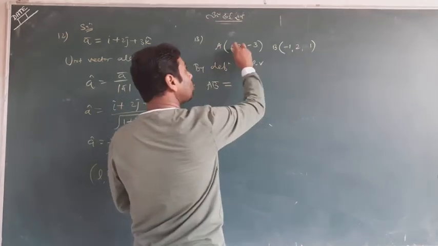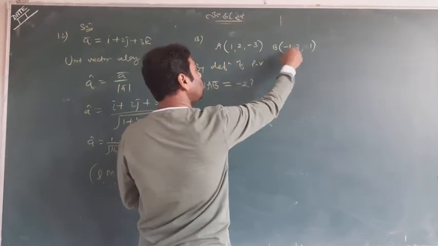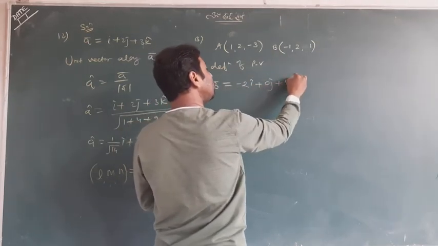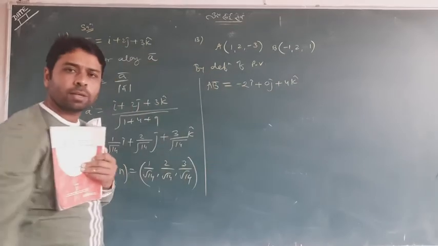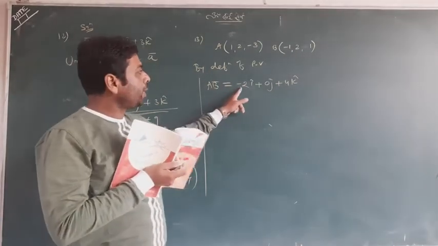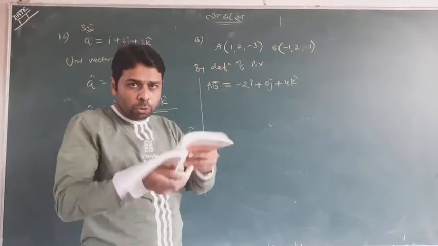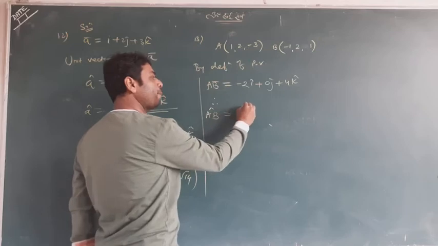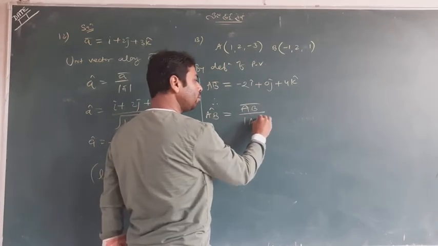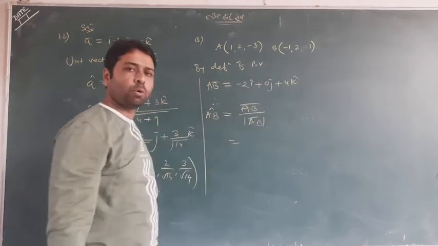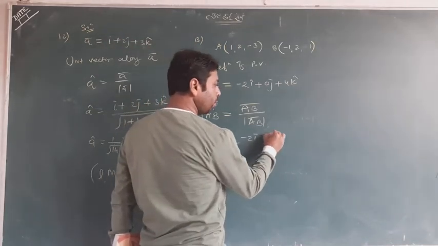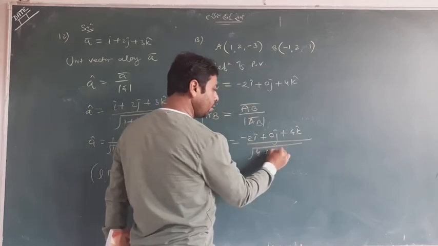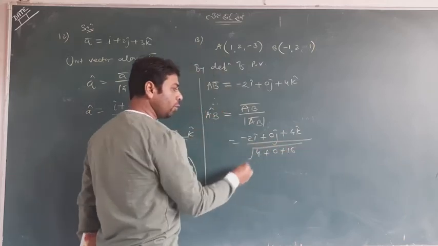So you can write minus 1 minus 1, minus 2i. 2 and 2, 0. And minus 1 minus minus 3 means plus 3, that is 4k. This is your vector, but it is not the answer. Minus 2, 0 and 4 are ratios. But you are told to find the cosines. So you will find AB cap, meaning vector AB upon mod AB. So minus 2i plus 0j plus 4k upon root of 4, 0 and 16. So that is root 20.